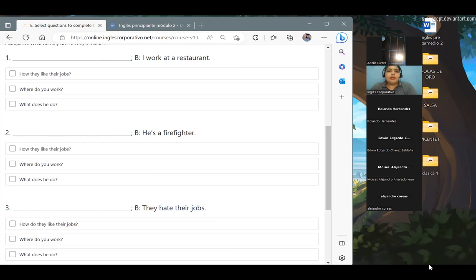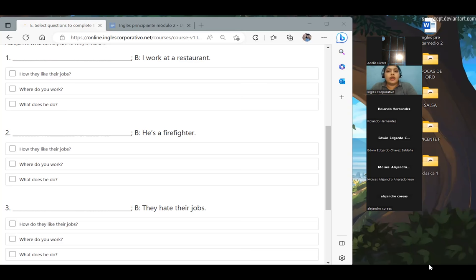Okay, let's see. Vamos a ver. Tenemos en number one, I work at a restaurant. At a restaurant. Trabajo en un restaurante. So in this case, we have three different options. How they like their jobs. Where do you work and what does he do?